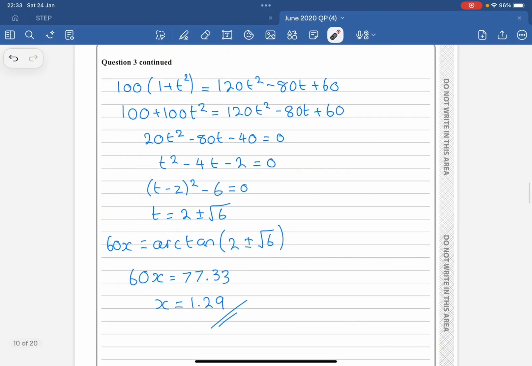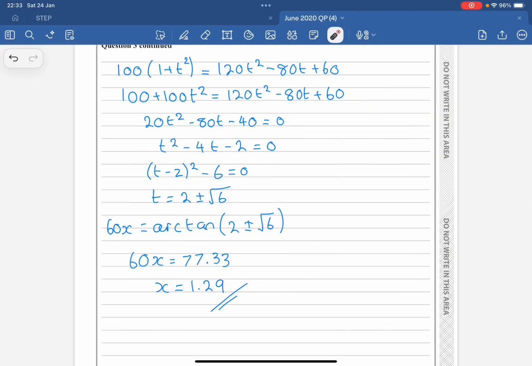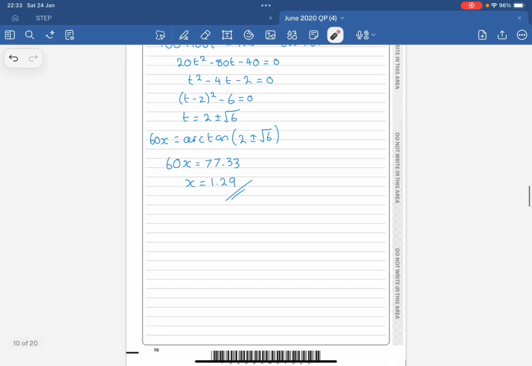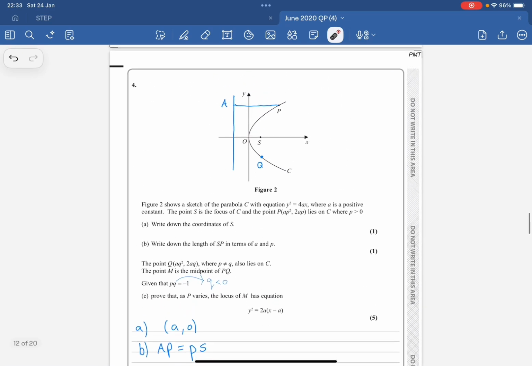And then, yeah, that tells us that 60x is arctan of 2 plus or minus root 6. And of course, x is greater than 0, because we can't have a negative height, at least in this situation. So x is going to be the positive one, which is arctan of the positive one, which gives us 77.33. So therefore x is 1.29, and yeah. This was the hardest question on the paper, in my opinion.